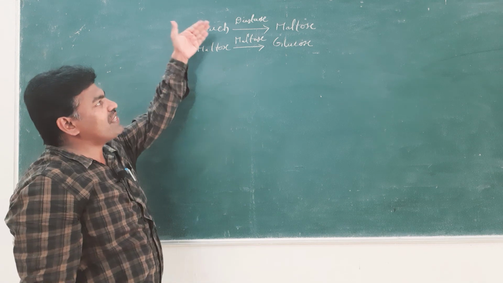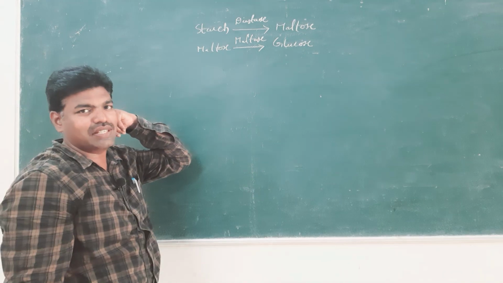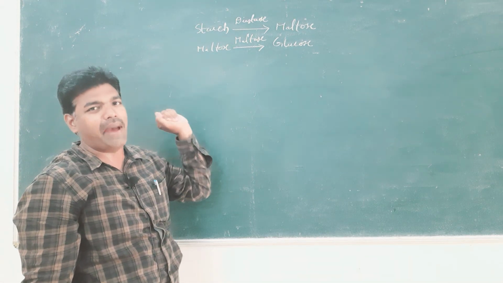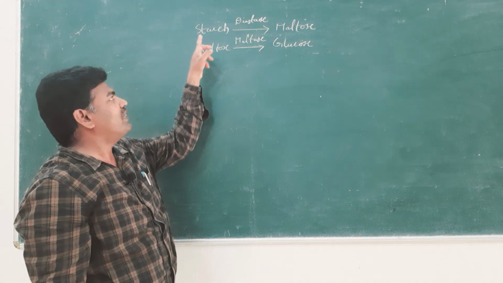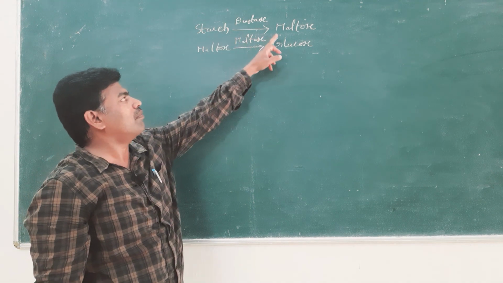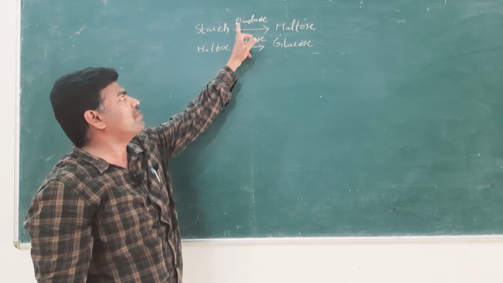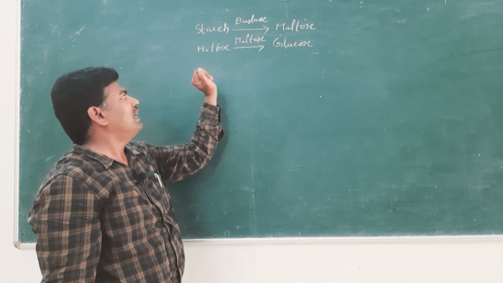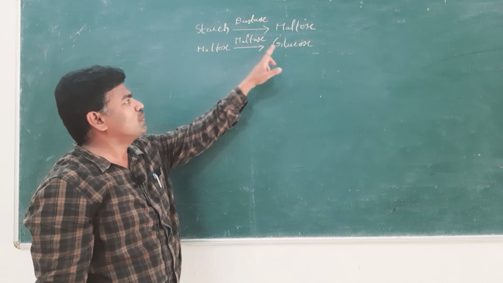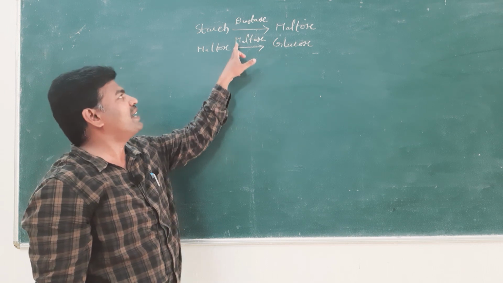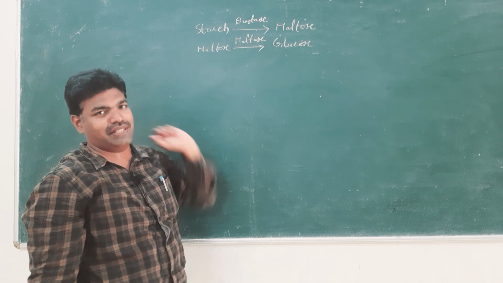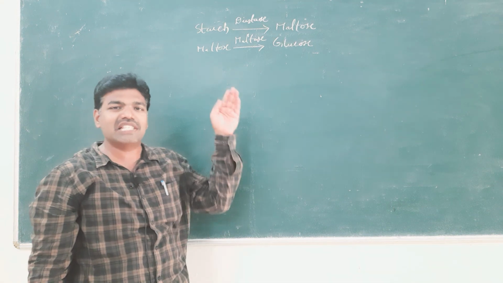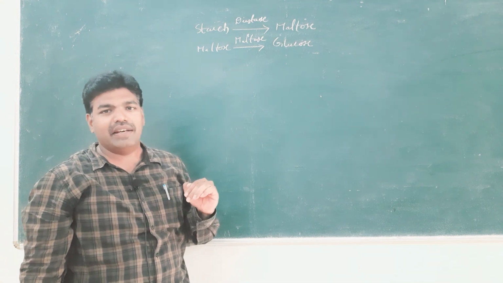These are the sequence of reactions that take place in our body biology, right. First, starch is converted into maltose, which is catalyzed by the enzyme diastase, and then maltose is converted into glucose, which is catalyzed by the enzyme maltase, right. These are the sequence of steps.